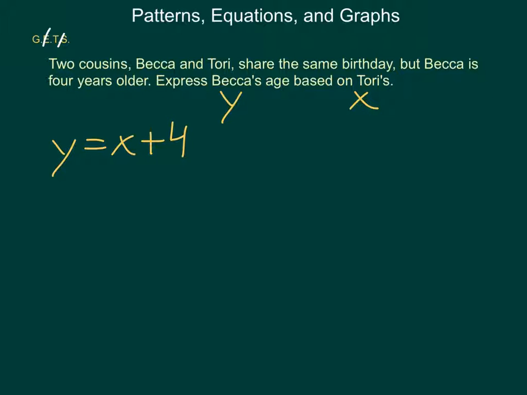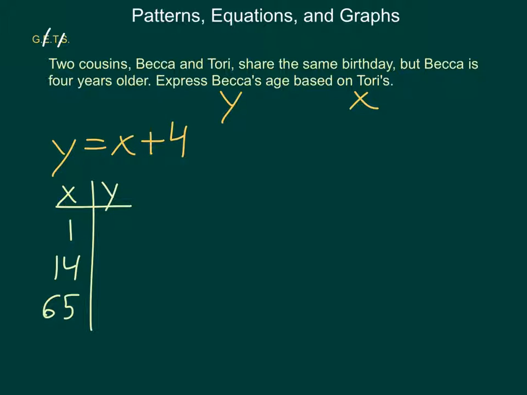So for the table, what I will do is make a little t-chart, x and y, and I will select certain values for x and figure out what y is. When Tori was 1, how old would Becca have been? What about at the age of 14? How old is Becca? And when Tori reaches retirement age, currently accepted as 65 years old, how old will Becca be?